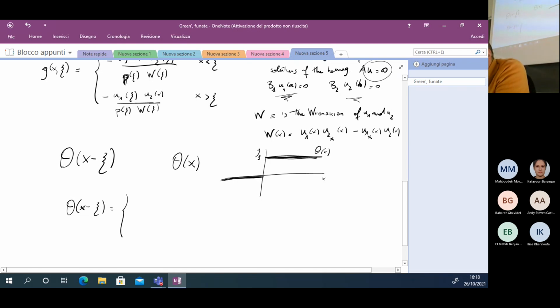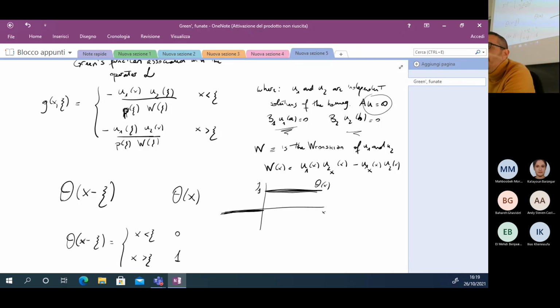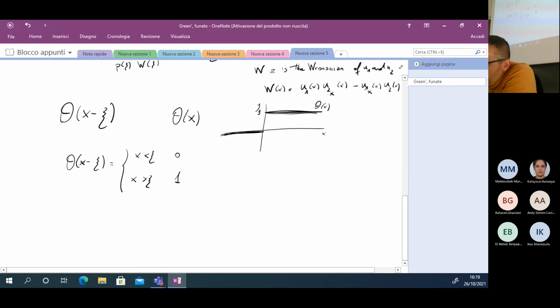This theta is a generalization of the other. Guess how it works, in your opinion? It is 0 if x is smaller than xi, and 1 if x is larger than xi, that's actually how it works. And why do I want this? Because I can condense the expression for the Green's function, it can be rewritten in terms of the theta function in this way.